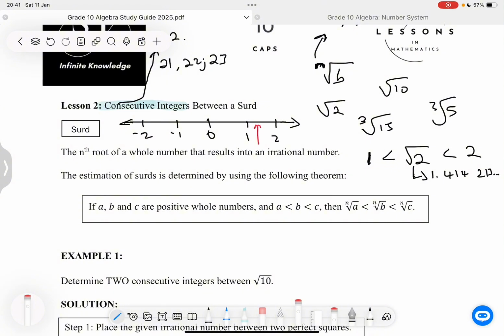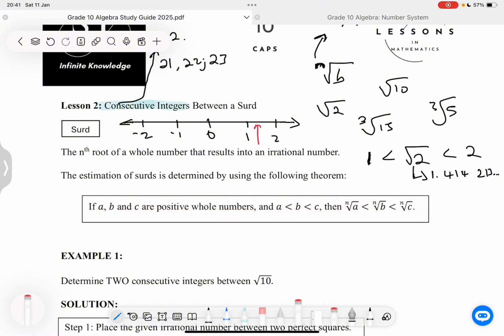To do these estimates, we are going to use a theorem that says that if you have A, B, and C, right, being positive whole numbers, and A being less than B, B being less than C, then the nth root of A is less than the nth root of B, and the nth root of B is less than the nth root of C. So what does this theorem mean?